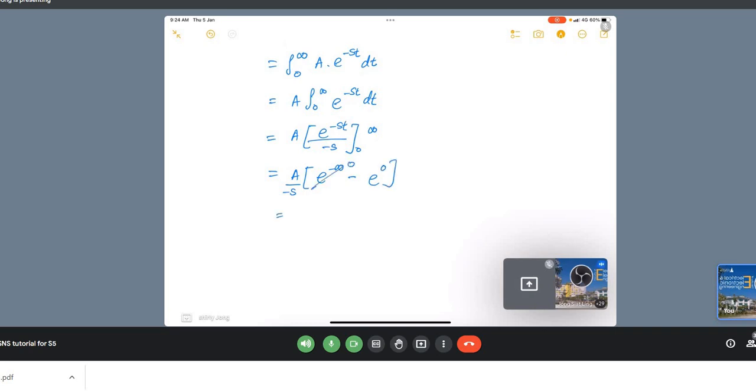So this is 0. Okay, so negative 1. Negative 1, I obtain positive a or negative, negative. No. Okay, so this is negative 1. Negative a over s.